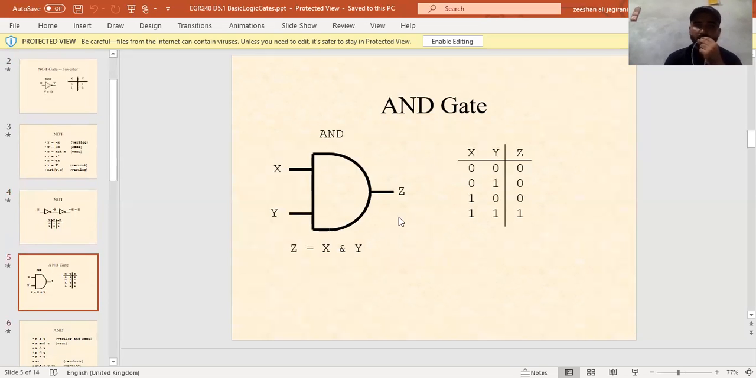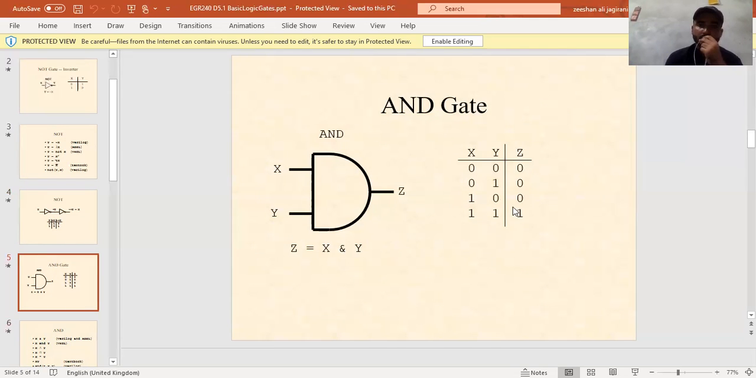AND gate. In an AND gate, two inputs can be used. As output we get Z, and Z is a combination of X and Y. Z is the output, and it depends upon X and Y, which are the inputs. If X is 0 and Y is also 0, then Z will also be 0. If X is 1 and Y is 0, the output will be 0. Now X is 1 and Y is 1.